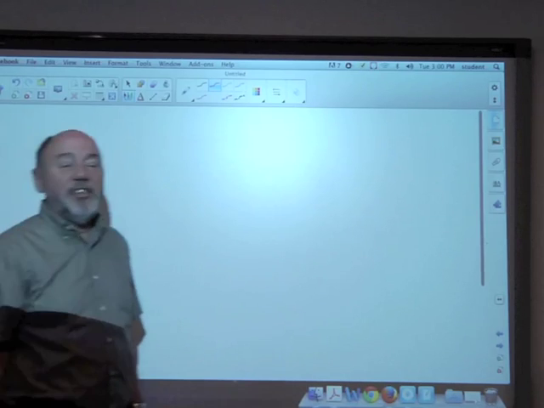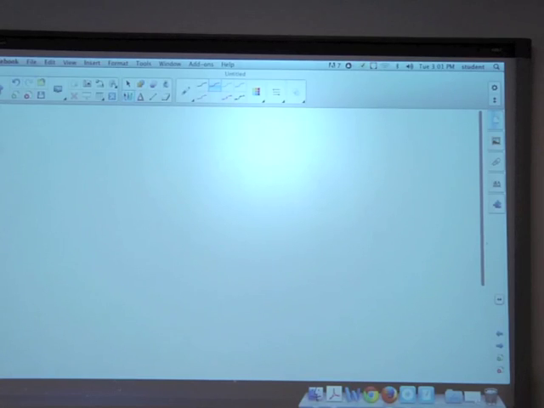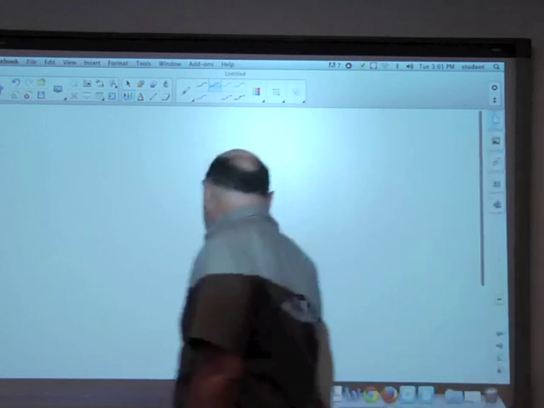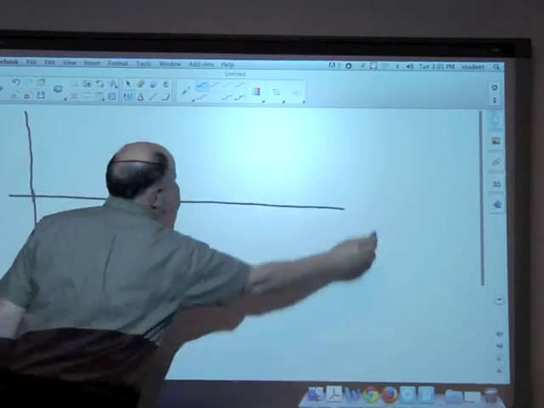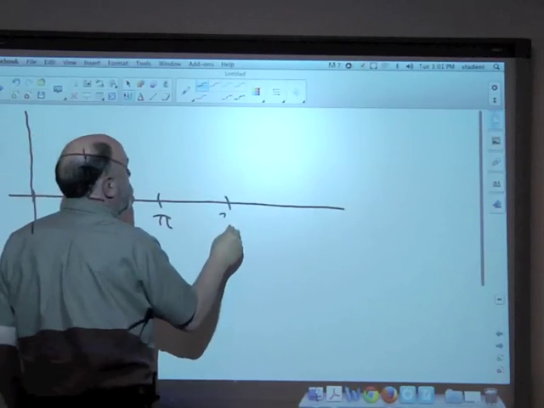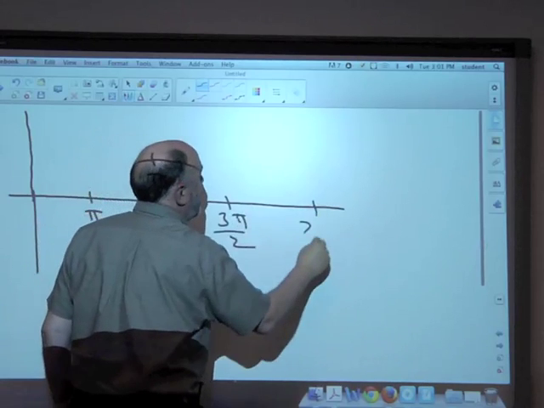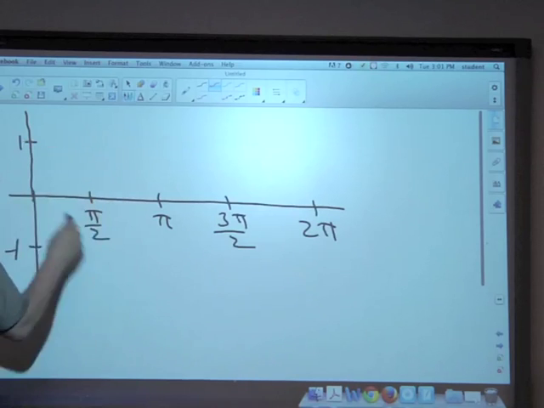Which trig function is the reciprocal of sine? Secant? No, not secant. Sine to the -1: cosecant. Sine and cosecant are reciprocals of each other. So, pi over 2, pi, 3 pi over 2, 2 pi. Call that 1, call that -1. Let's draw my sine wave.